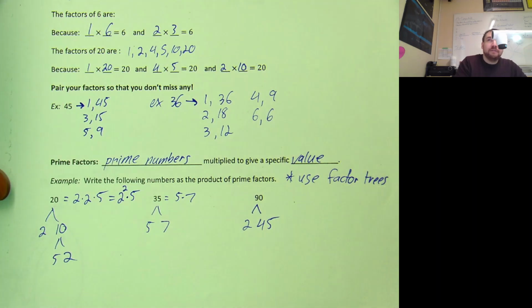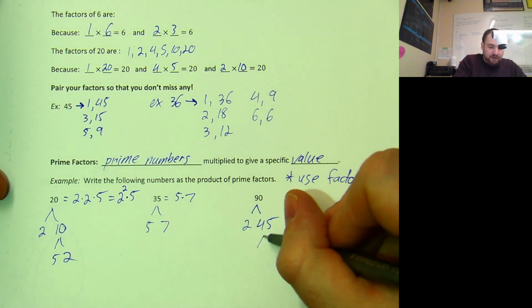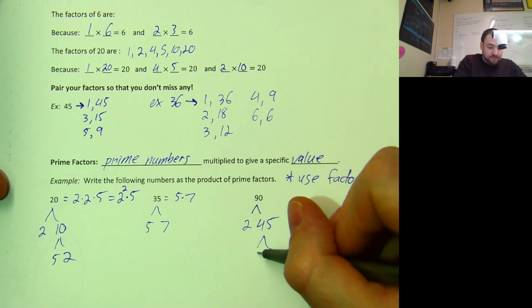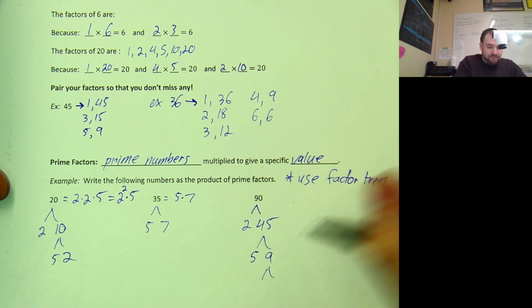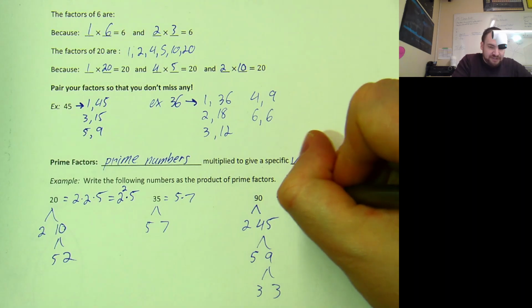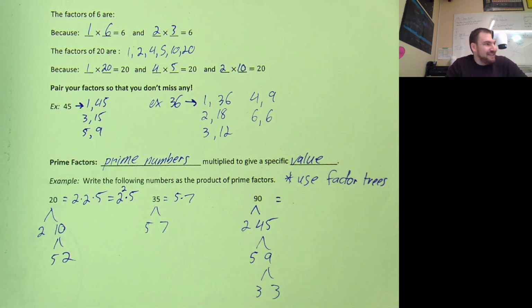Can we keep going? Okay, so do it. Keep going. This is 5 and 9. And 3 and 3. So then the prime factorization of 90 is what? How would I write it? I mean, we just want the primes.